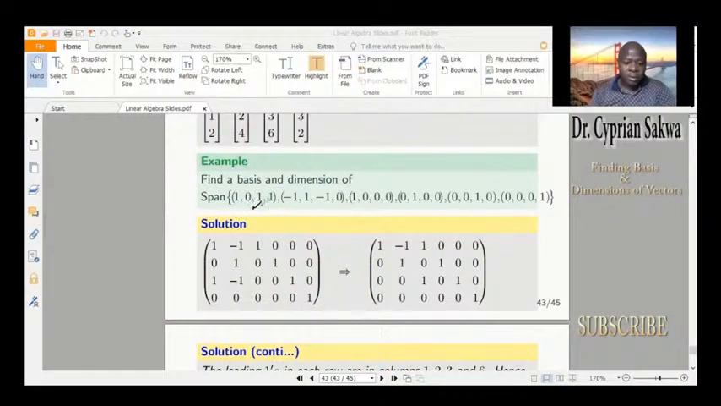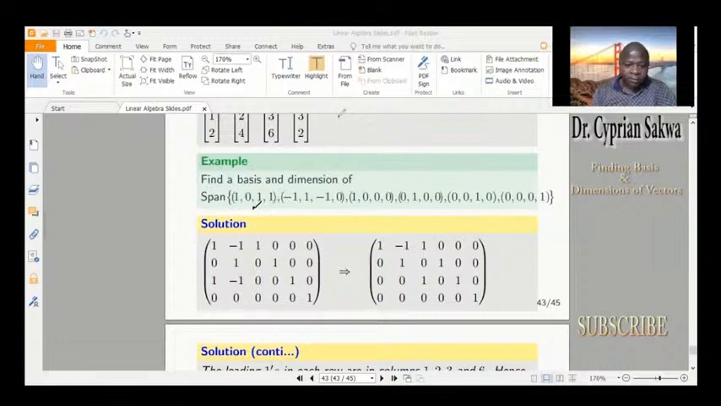Let me see. Find the basis and dimension of this. So which one did I arrange here? Did I arrange in column form? No. Not arranged in column form. What about this? So let's just do it and see. It seems I had already worked on it, and what I just wrote here were the results. So let's just do it.